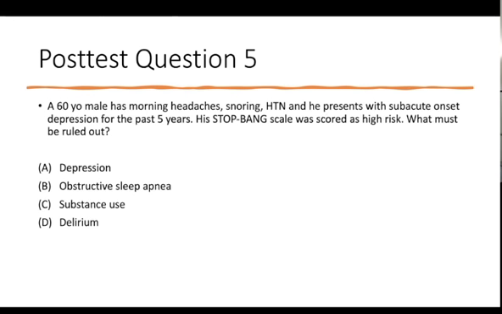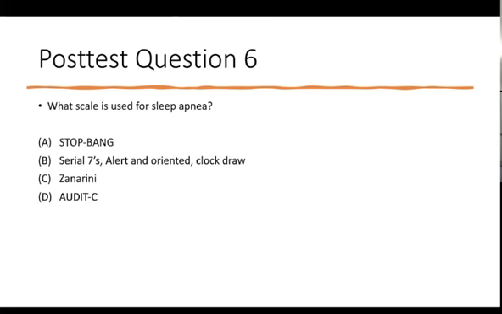60-year-old male with morning headaches, snoring, hypertension, presents with subacute depression. His STOP-Bang scale was scored as high risk. So this guy's off the charts. Definitely sleep apnea. What scale is used for sleep apnea? Hopefully we've burned this into your brain, the STOP-Bang.